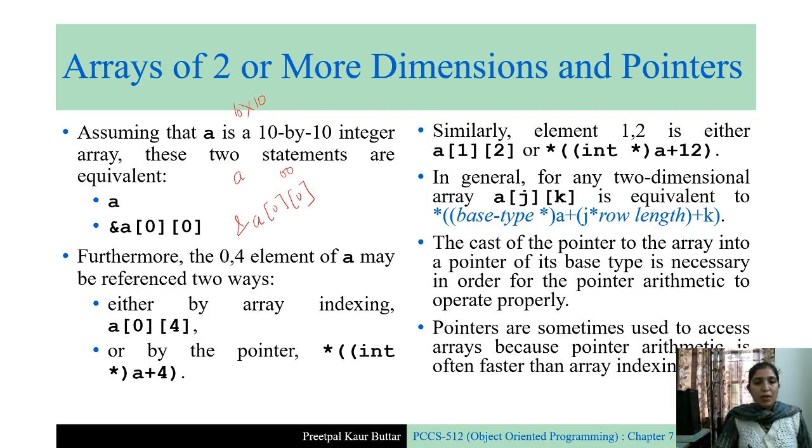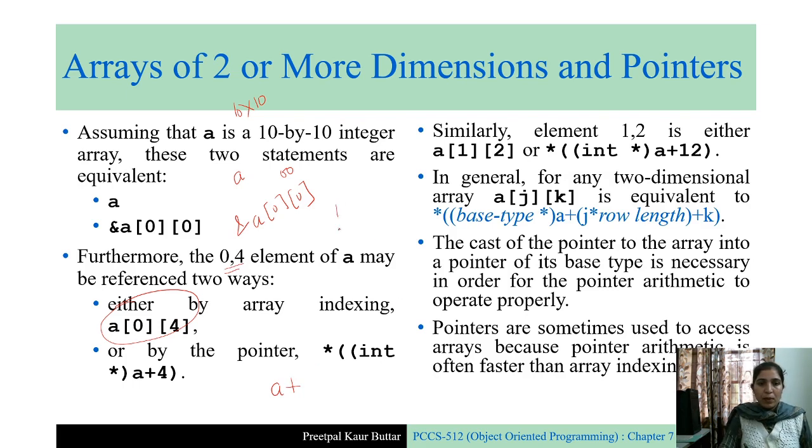And furthermore, the element 0, 4 can be referenced in two ways. We can access the element 0, 4 either by array indexing, as we normally do, or by pointer indexing. So what are we doing here? We are writing A0. We want to reach 0, 4, meaning in row 0 and column 4.